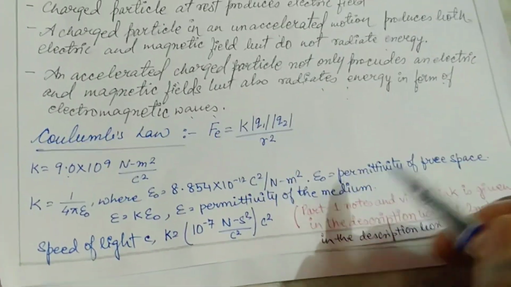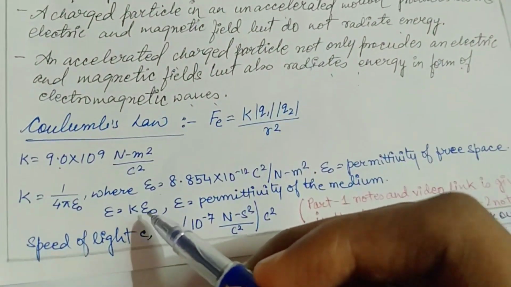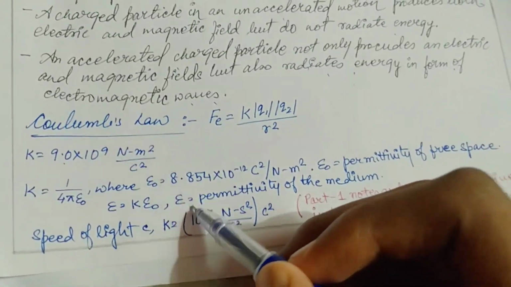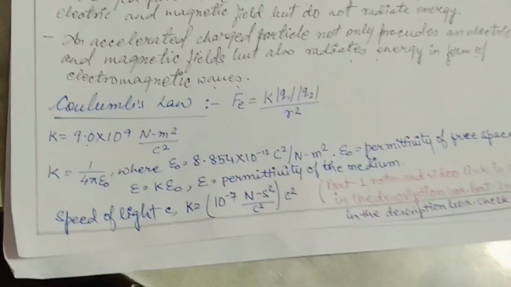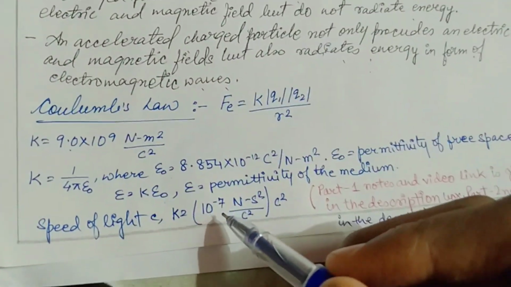And epsilon naught is the permittivity of free space, and epsilon is k into epsilon naught, where epsilon is the permittivity of the medium. In the respect of speed of light, the value of k is 10 to the power minus 7.